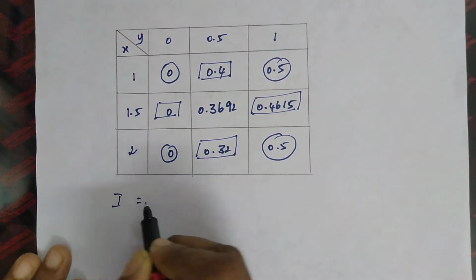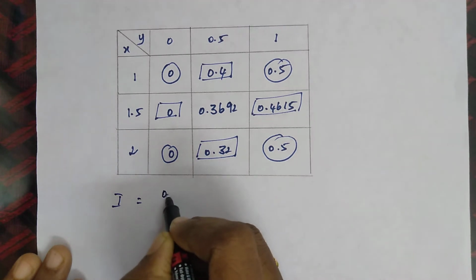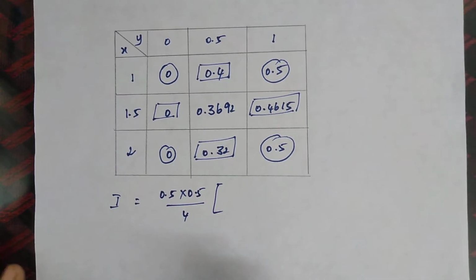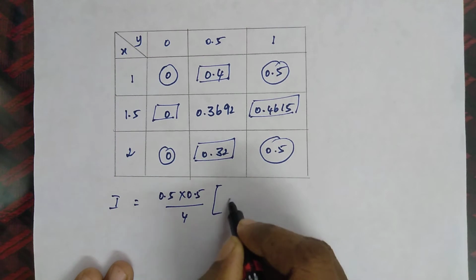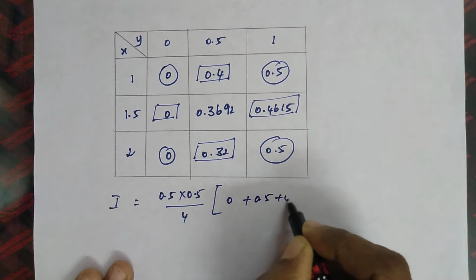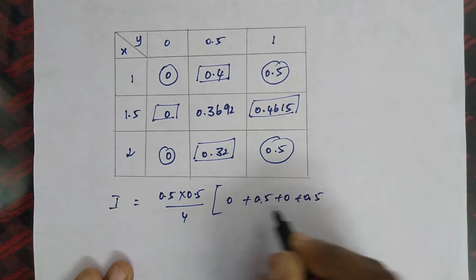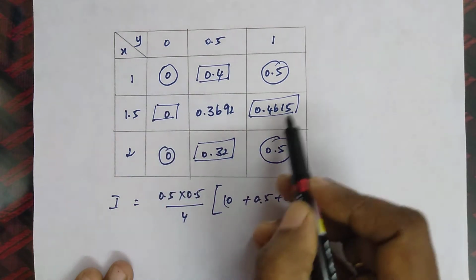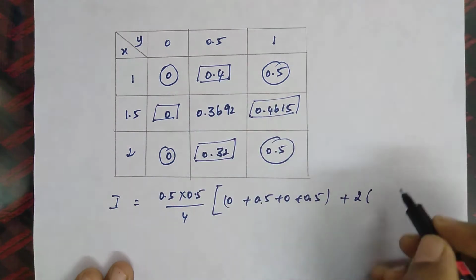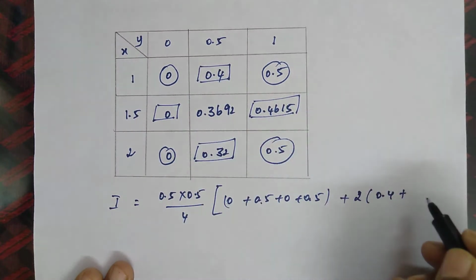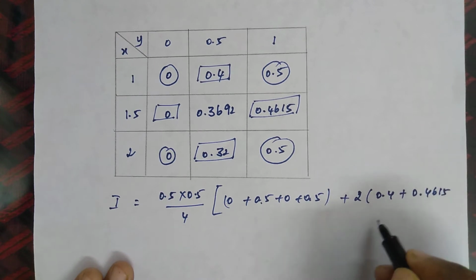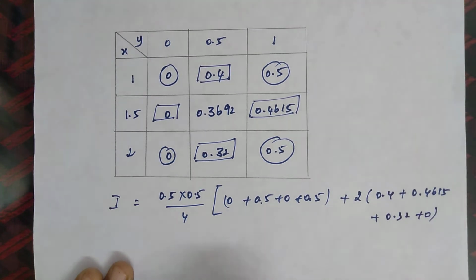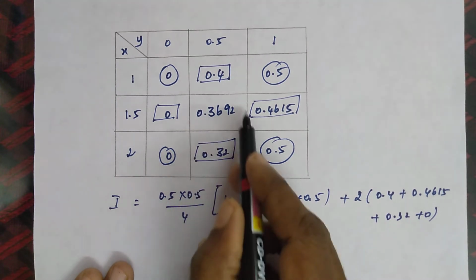I is equal to hk by 4. H and k both are 0.5. Okay, whole divided by 4 into sum of corner values 1, 2, 3, 4, 0 plus 0.5 plus 0 plus 0.5. Okay, so we have finished the first one, plus 2 into sum of the rectangular box values. So plus 2 into 0.4 plus 0.4615 plus 0.32 plus 0.